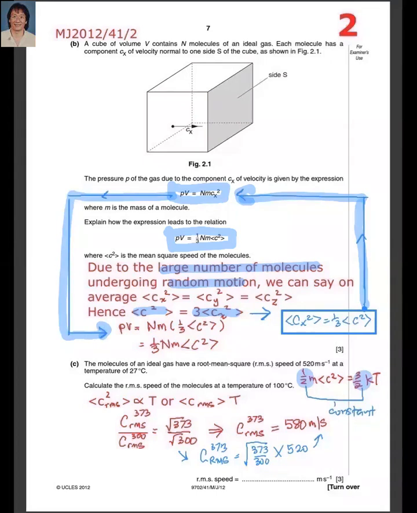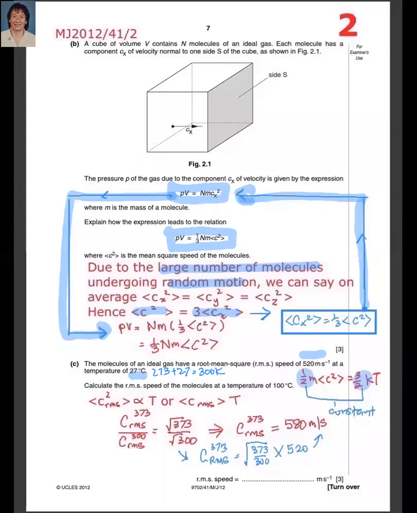In part C, the molecules of an ideal gas have a root mean square speed of 520 meters per second at the temperature of 27 degrees Celsius. You must change 27 degrees Celsius to Kelvin. 27 degrees Celsius is the same as 273 plus 27. This will give you 300 Kelvin. That means the speed is 520 meters per second at 300 Kelvin.